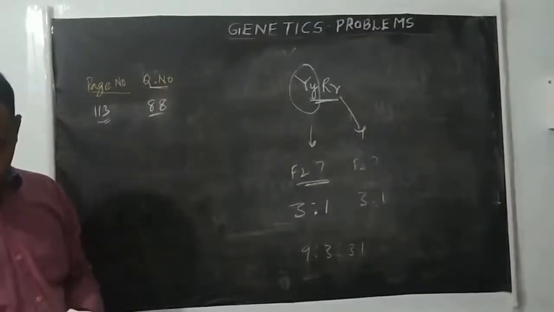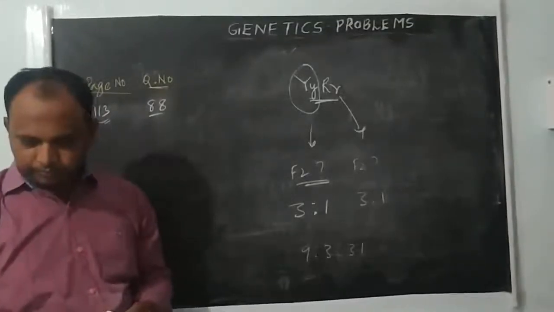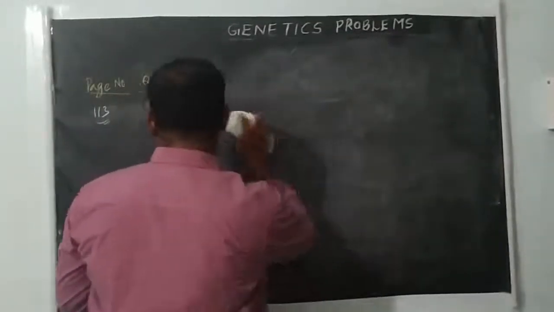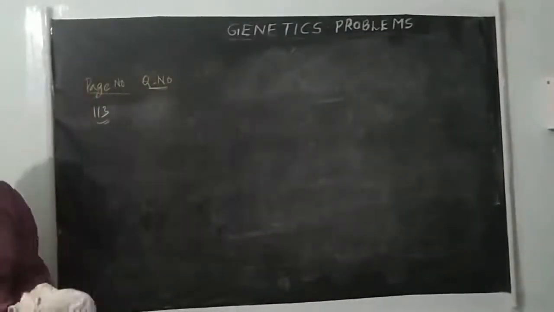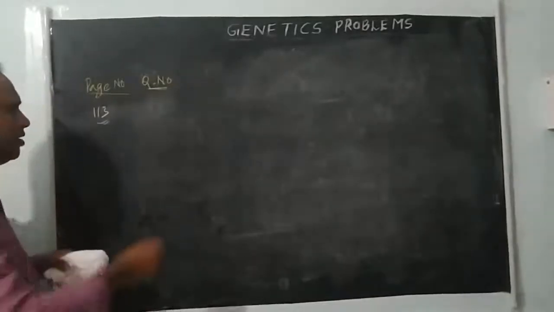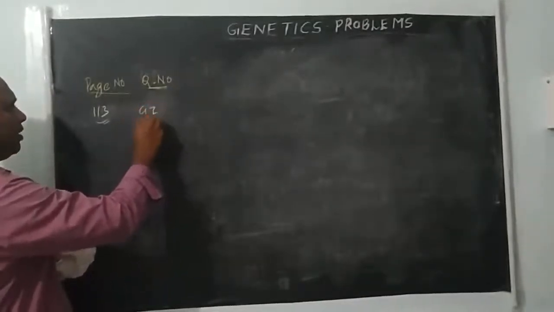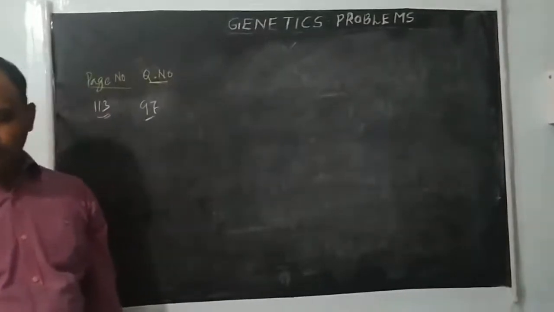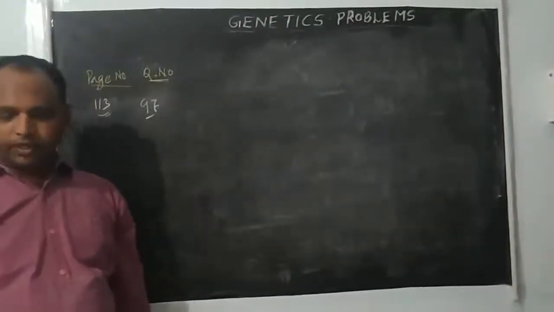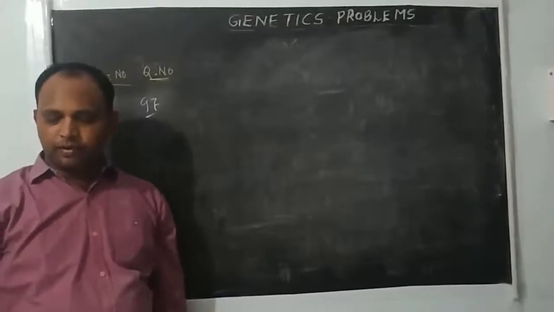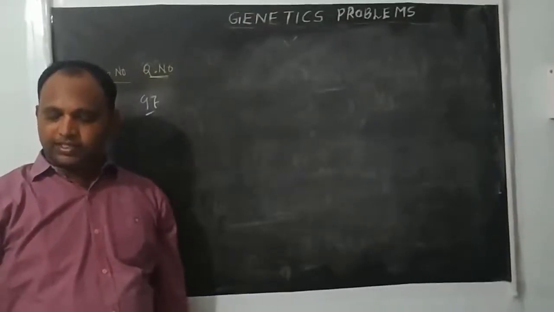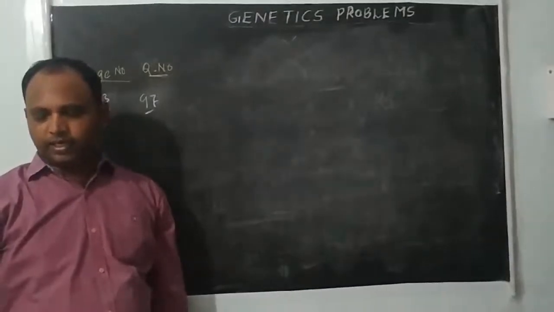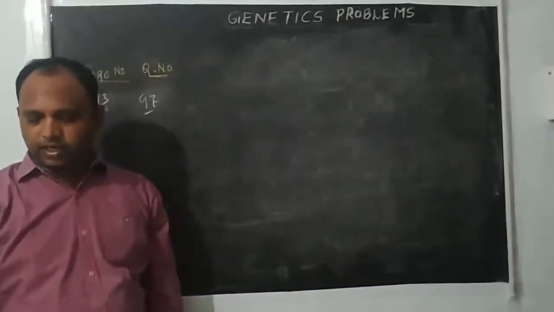And the next question, a very important question. Similar questions we can expect more. Question number 97. Heterozygous tall, red flower pea plants are selfed. Totally 2000 seeds are collected.